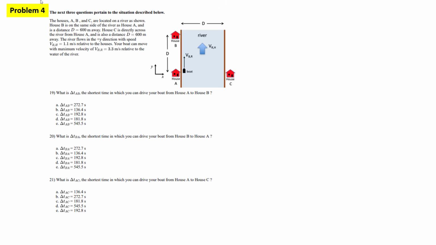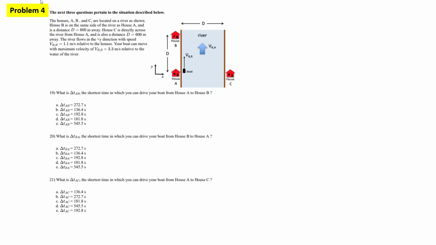All right, here's problem 4. It says the houses A, B, and C are located on the river as shown. House B is on the same side of the river as house A and is a distance of 600 meters away. House C is directly across the river from house A and is also 600 meters away. The river flows in the y direction with a speed of 1.1 meters per second relative to the houses. Your boat can move with a maximum velocity of VBR 3.3 relative to the water in the river.